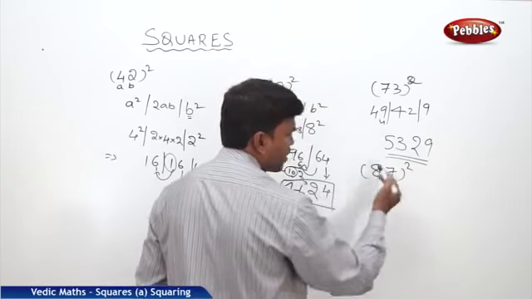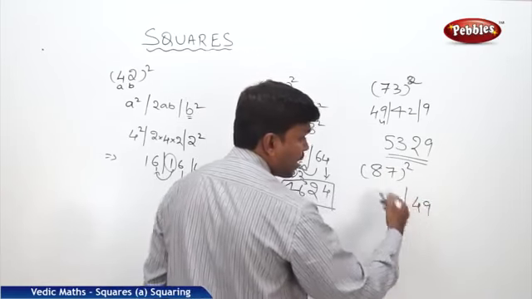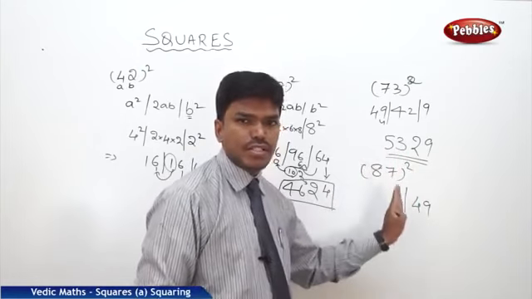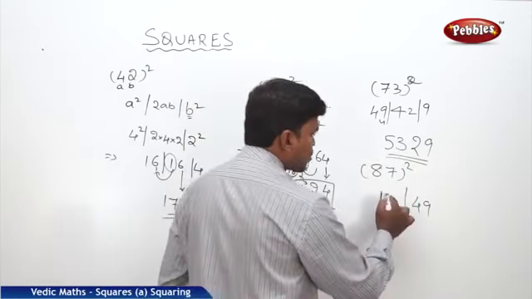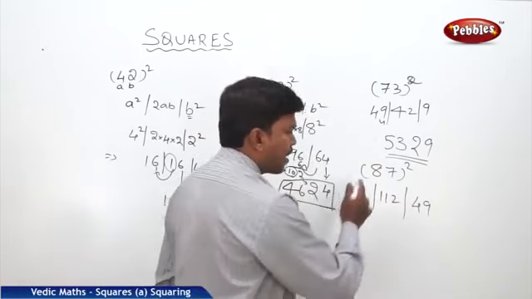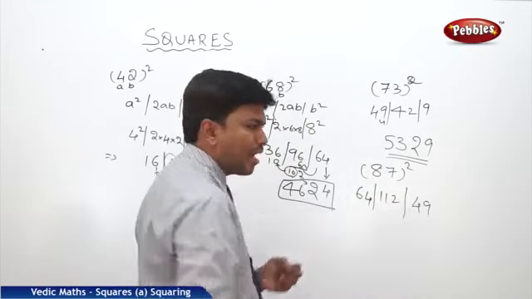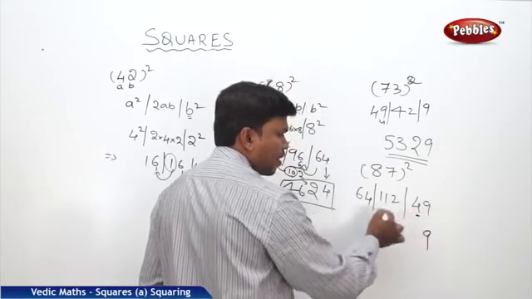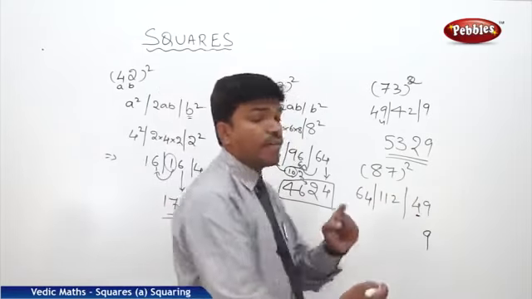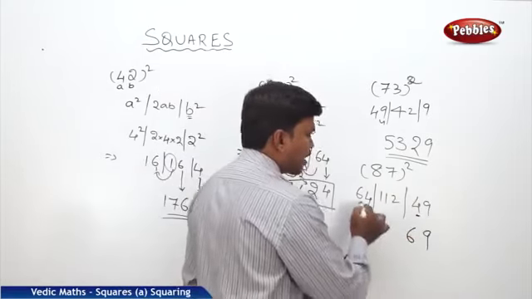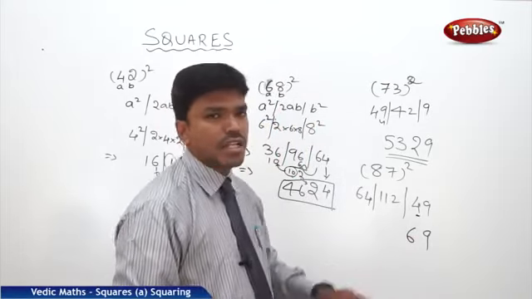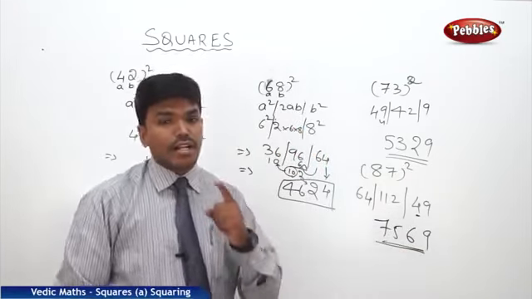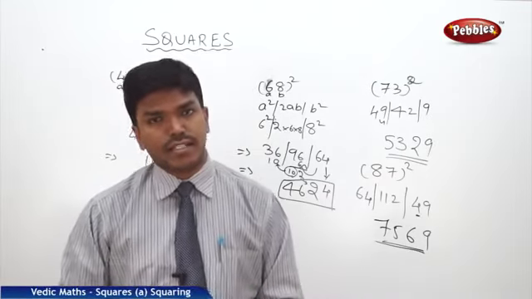87 square I need. Start from the right side. So 7 square, that is B square, 49. 2AB, 2 into 8 into 7: 2 8s are 16, 16 7s are 112. Now A square, that is 8 square, 64. Now balance this. Start from the right side. Drop the 9 and carry forward to the next number, that is the tens place. 112 plus 4 is 116. In 116 I am dropping the 6 and carrying the 11. 64 plus 11 is 75. So what is my answer? 7569. Like this you can calculate from 10 to 99.